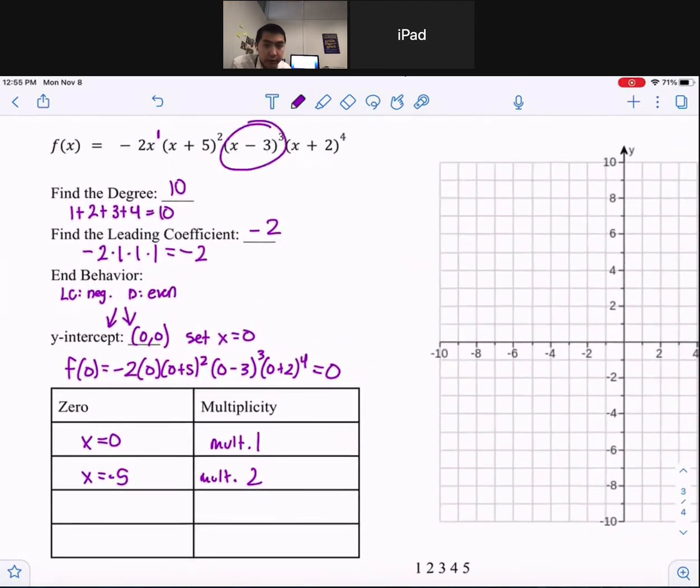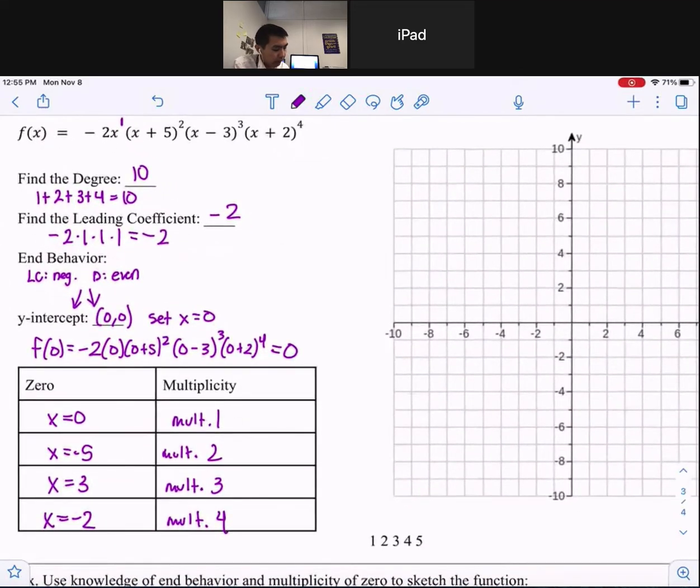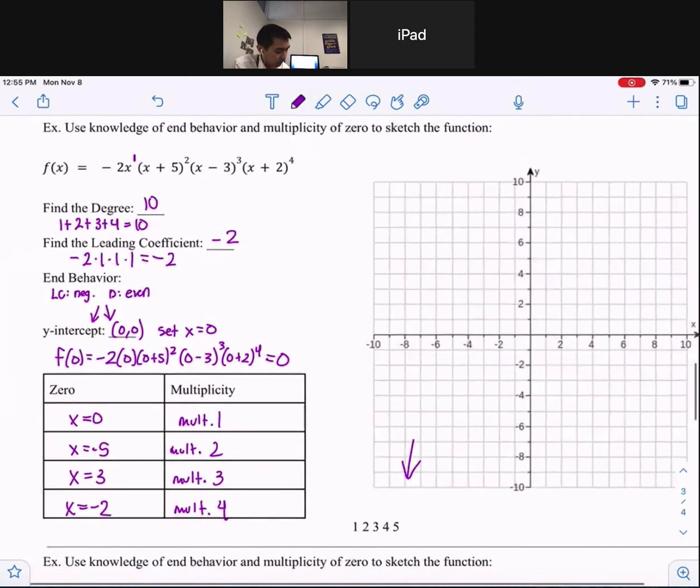Next, what would make this 0? If x was equal to 3. Multiplicity 3. What would make this 0? If x was equal to -2. Multiplicity of 4. So now we have everything we need to graph. And the end behavior is down and down.